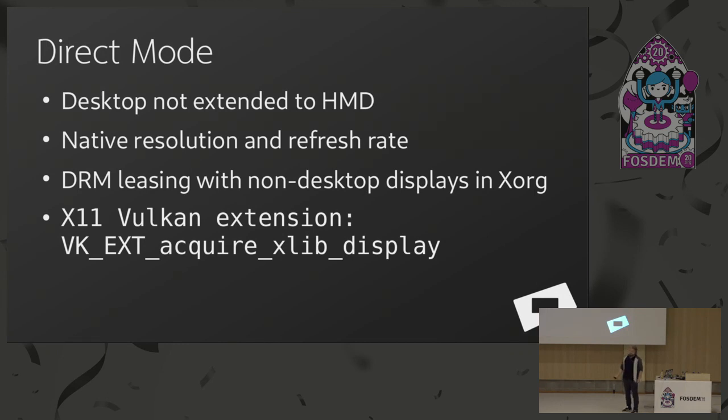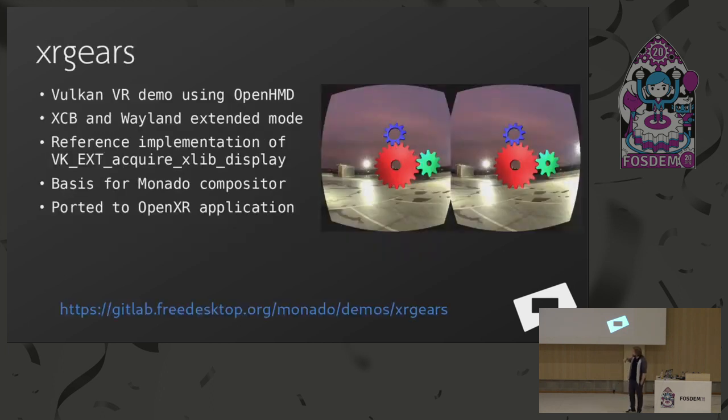So it needed a couple of changes. You need a fairly recent Mesa for that, and fairly recent xrandr and stuff, and Vulkan as well. So the Vulkan extension is called Acquire XLib Display. And as soon as this was available, I implemented it in XR Gears. This is a demo application I wrote that renders a stereo scene in Vulkan. And it is the Gears, if you know them.